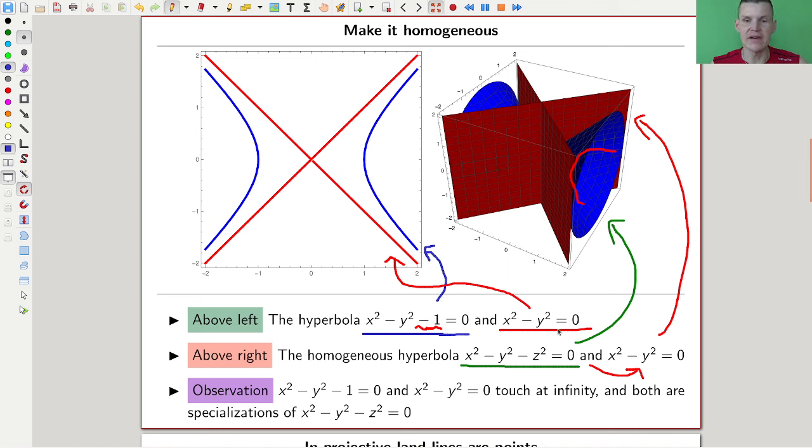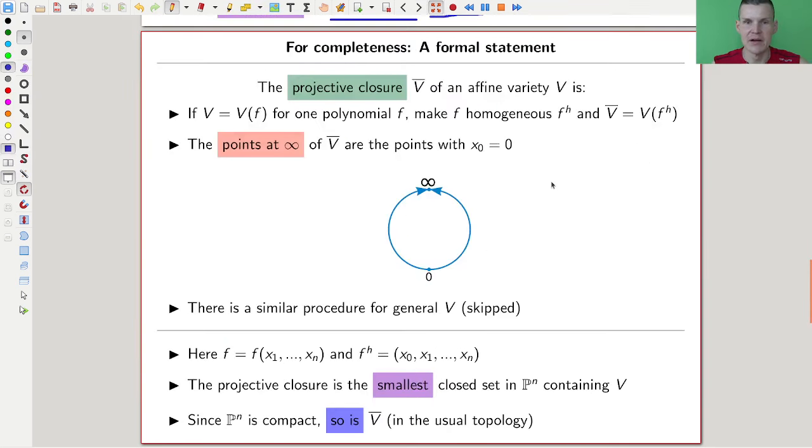Make it homogeneous, specialize to 0. The new points you pick up are the points at infinity. I'll give you one more example. But here's a formal statement.